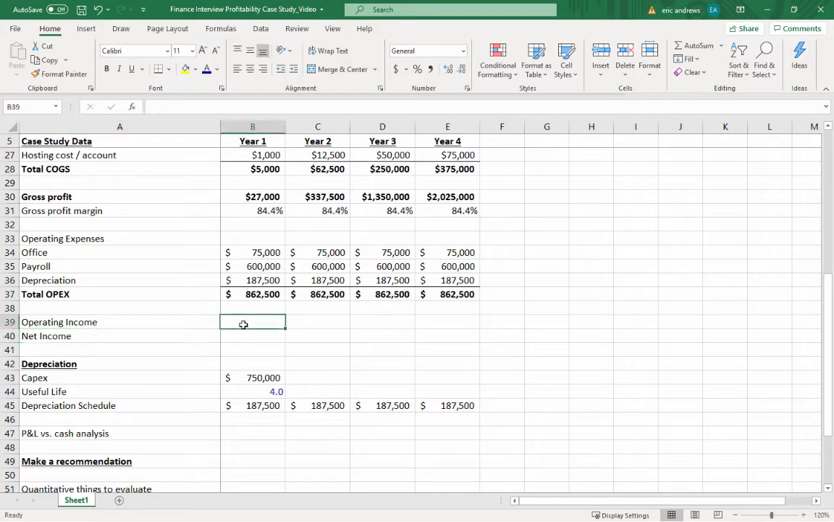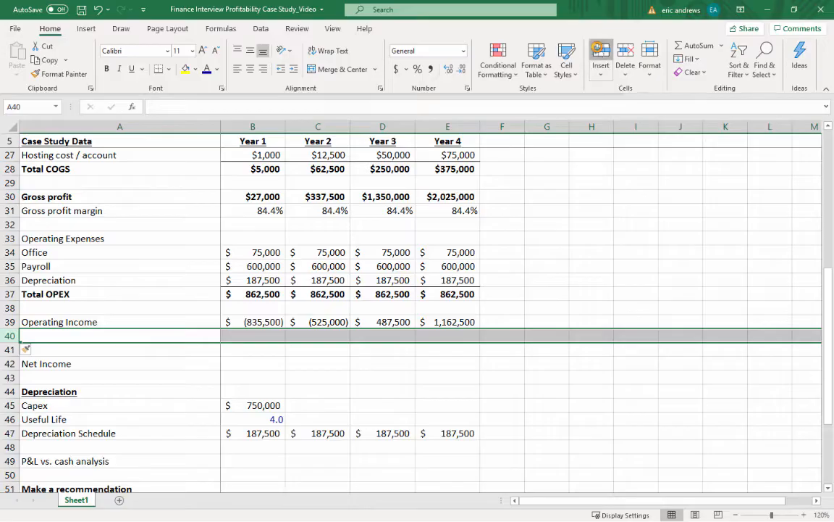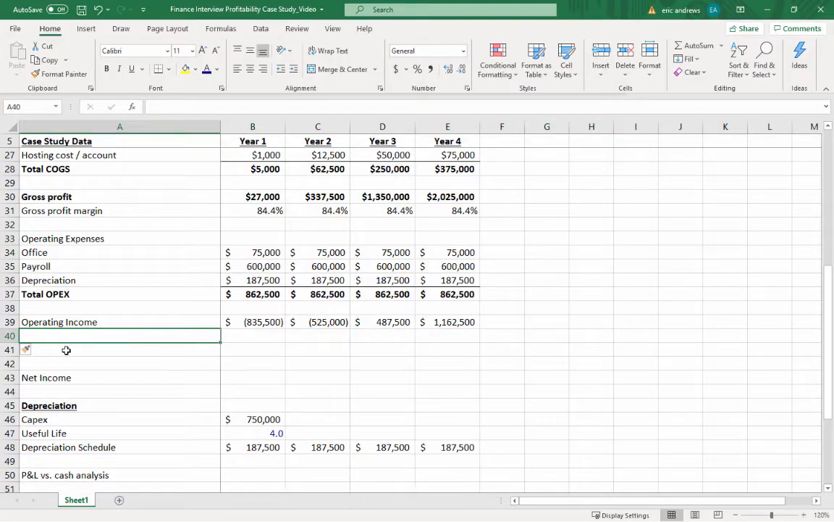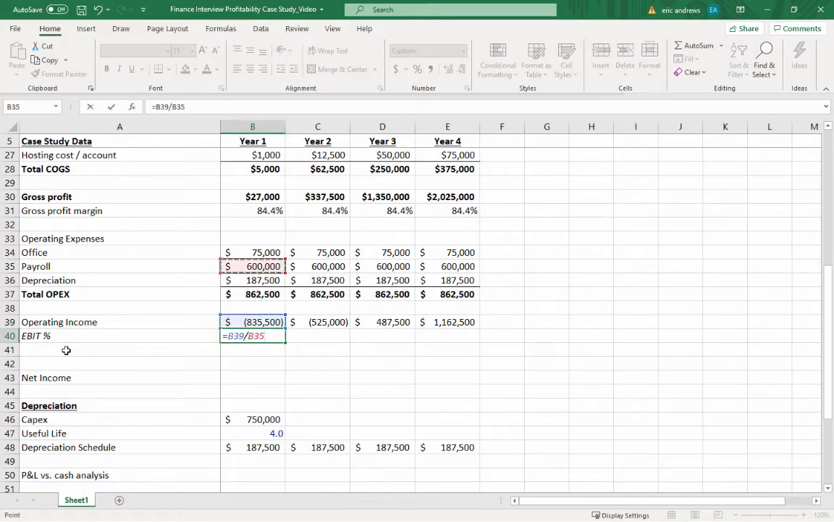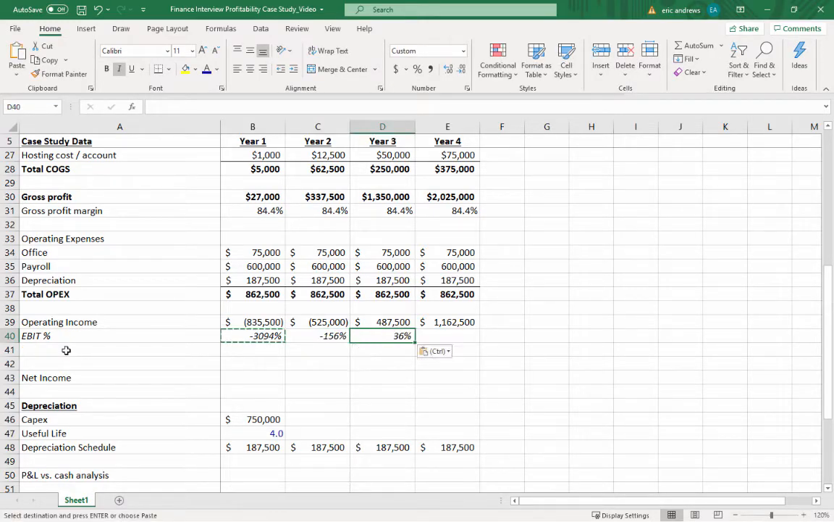So now let's look at operating income. Operating income is your gross profit minus your OPEX. In this situation, we can see that in the first year it's turning a loss. In the second year it's turning a loss. In the third year it's actually making money. And in the fourth year it's making money. Again, on any kind of margins you have, it's good to put an EBIT percent. EBIT and operating income are the same metric, earnings before interest and taxes. So you can calculate that percent here as a percent of revenue, so you can have that margin.